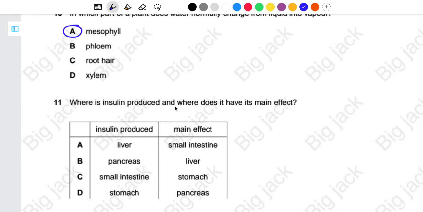Where is insulin produced and where does it have its main effect? It is produced by the pancreas, and it has its main effect on the liver, to convert glucose into glycogen.